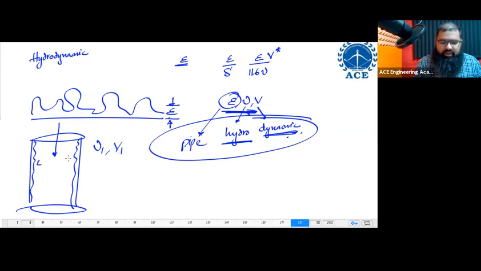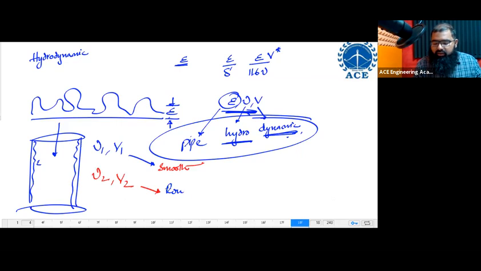Epsilon is constant. I say for my case, the pipe is behaving as a smooth pipe. Now you use the same pipe with a different fluid nu2 at a different velocity v2. Who knows, for this particular case, it might behave as what pipe? It might behave as a rough pipe.